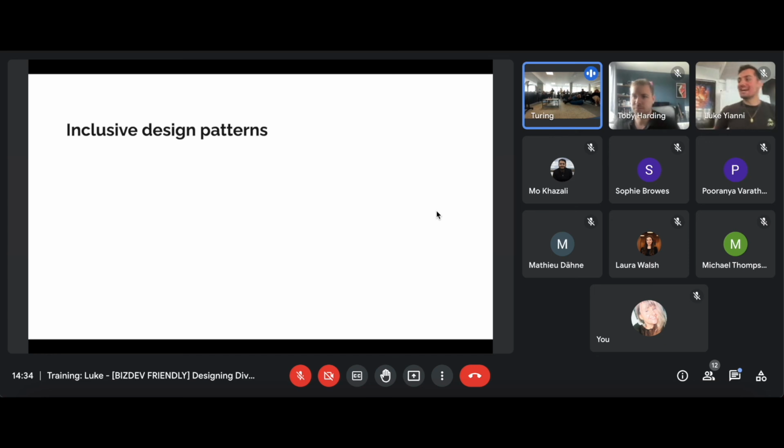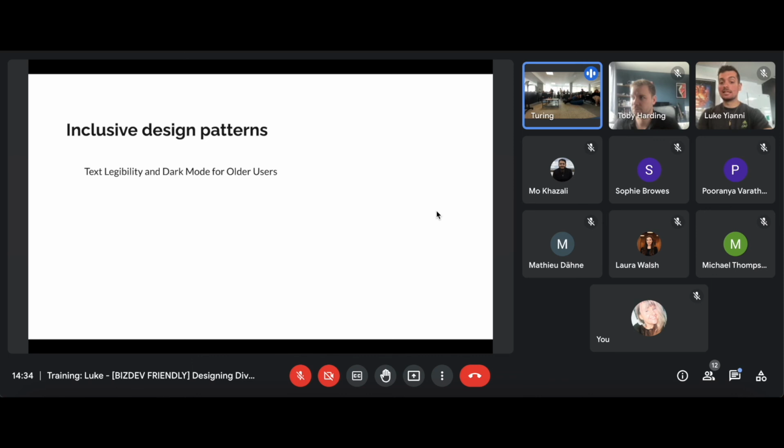Yeah, this is more technical, inclusive design patterns. I think there's probably more than this, and I don't think this is the most well-designed slide. But basically, here are a bunch of design patterns that I found that could help build a more inclusive page or a more inclusive product.